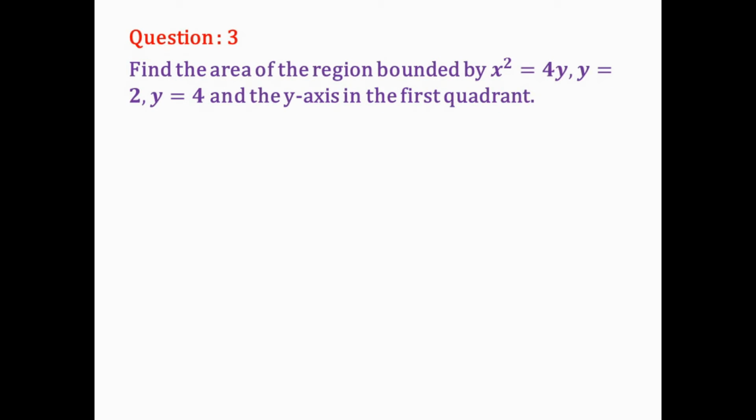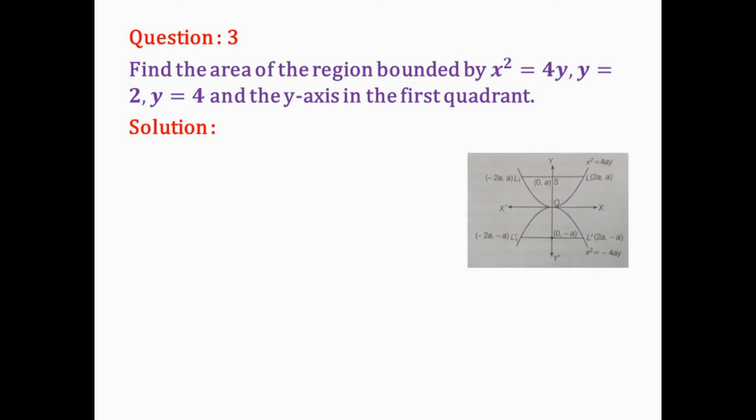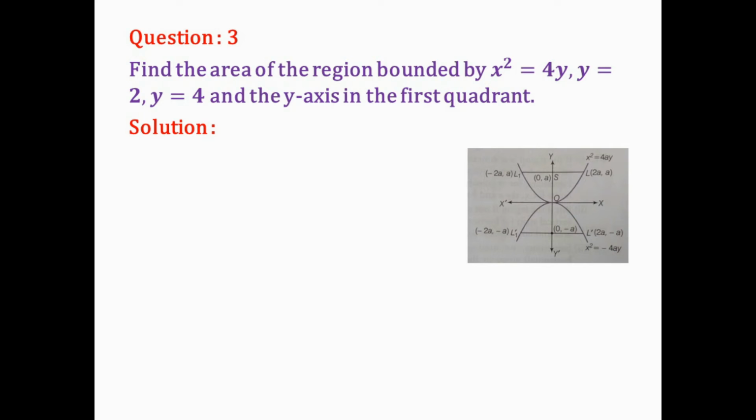Next, we will move on to question number 3. Here, find the area of the region bounded by x square is equal to 4y, y is equal to 2, y is equal to 4 and the y-axis in the first quadrant. Here also we are getting the equation of a parabola. Here it is x square is equal to 4y. So the parabola lies on either side of x-axis. Here the equation is positive, so we have to take the parabola that lies above the x-axis.